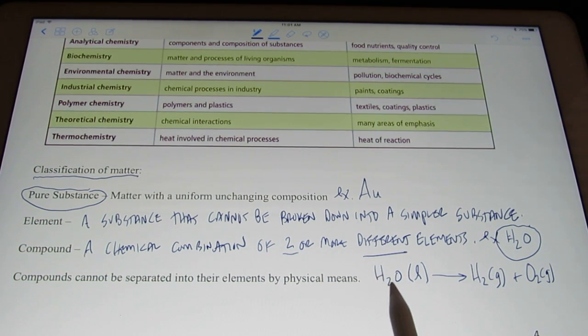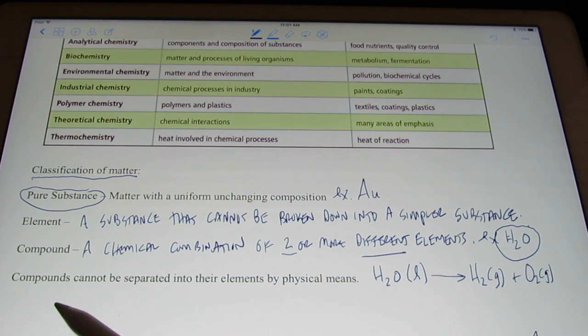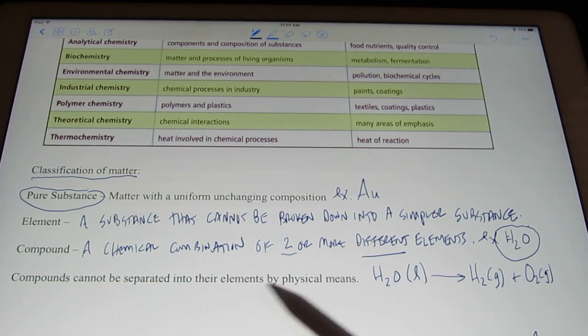I can break this compound down into something simpler by a chemical process. We no longer have the chemical compound water. We have hydrogen and oxygen, which have completely different chemical and physical properties compared to what I started with, liquid water. Now, compounds cannot be separated into their elements by physical means.